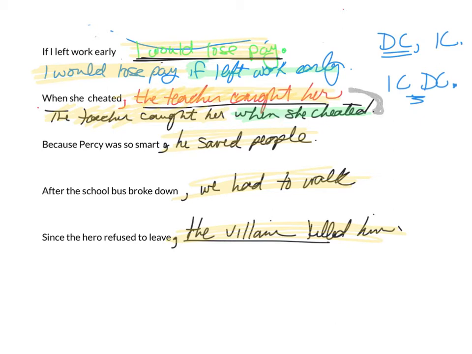When she cheated, the teacher caught her. The teacher caught her when she cheated. And if you notice, that comma vanishes, because there's only a comma if you have the dependent clause up front, not if you put the main idea or independent clause first. So how about this one? Because Percy was so smart, he saved people. You go ahead and you write that correctly.